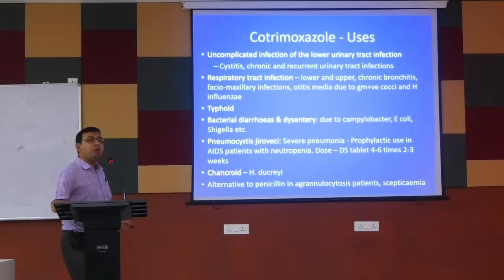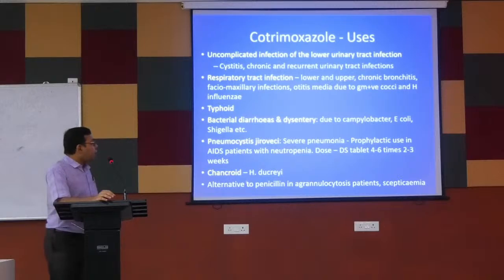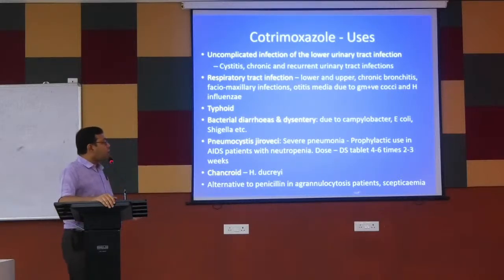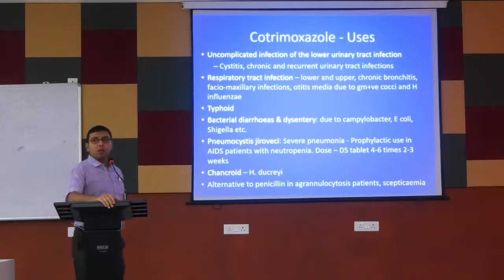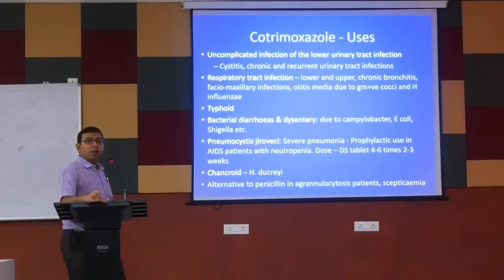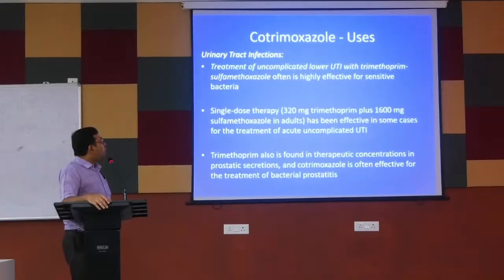Chancroid is caused by Haemophilus ducreyi. Chancroid is basically a sexually transmitted disease, so this can be treated by cotrimoxazole also, as an alternative to penicillin in granuloma patients and septicemia. So these are the uses of cotrimoxazole. Very important, cotrimoxazole is a short note, a long question or in viva. Why is it combined? What are the benefits of cotrimoxazole? What is the antibacterial spectrum? And what are the uses of cotrimoxazole?